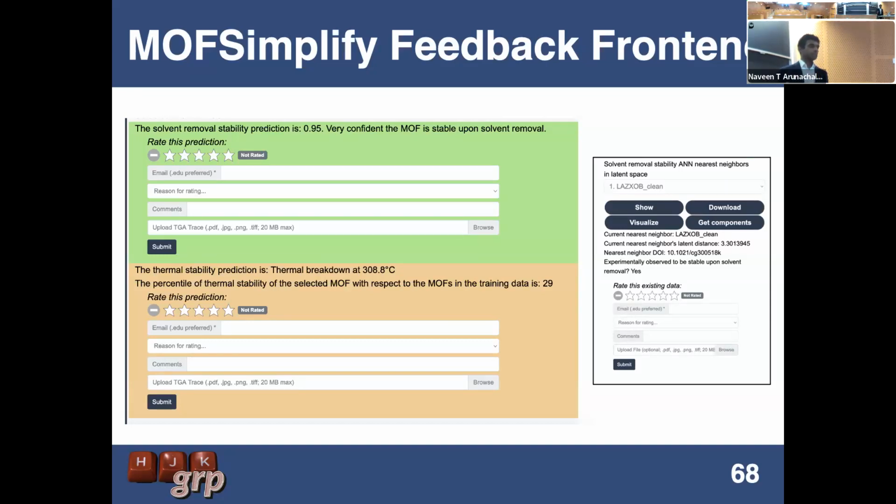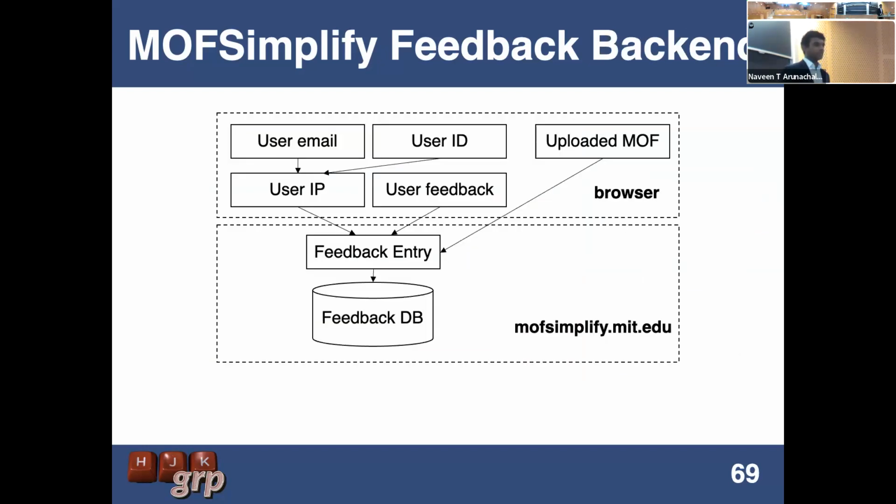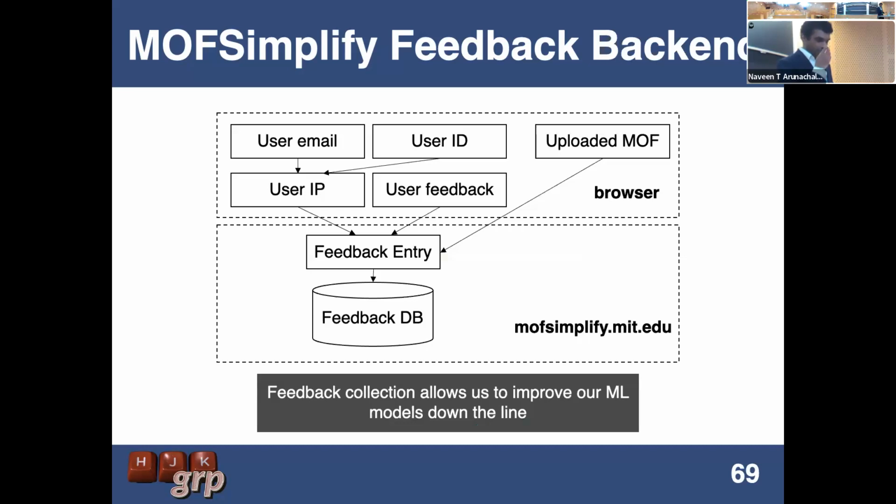So we implemented a feedback front end, which is a set of forms that allow users to comment on the quality of the predictions that we provided, as well as provide any relevant experimental data for us to know. And in the back end, we implemented a small schema where we store user information and their uploaded MOF and their feedback entry and store into a database for future perusal. And the idea is that in the future, a grad student will hopefully be able to use this feedback to improve our machine learning models down the line.